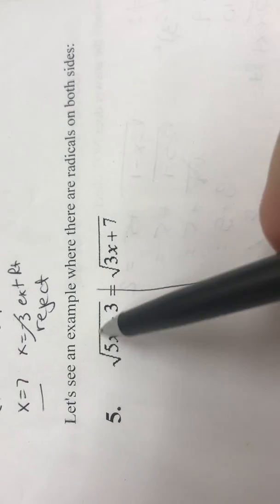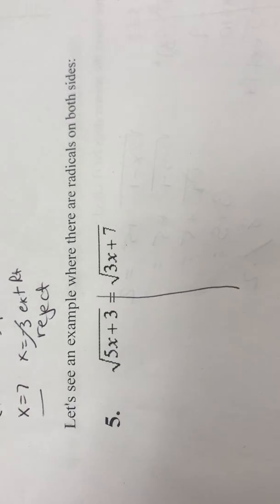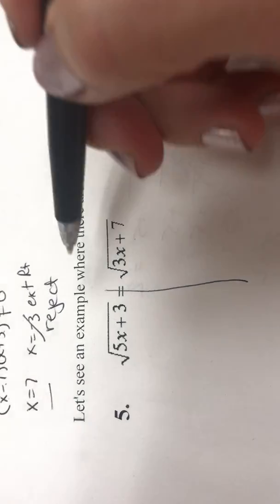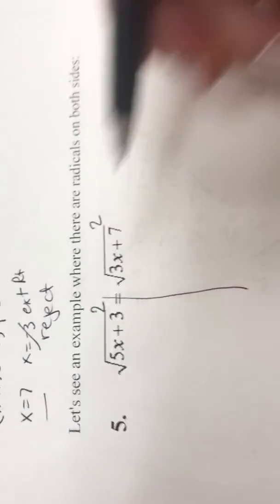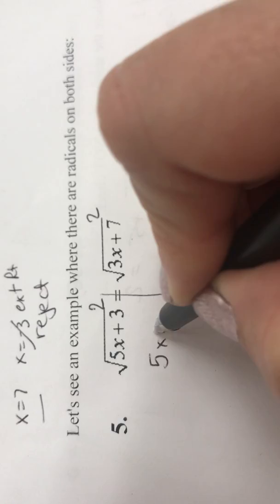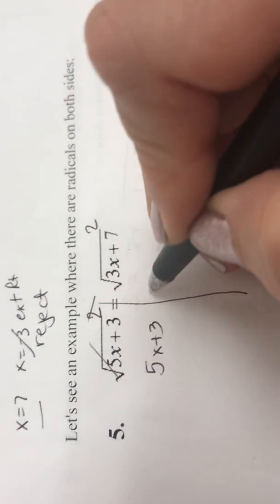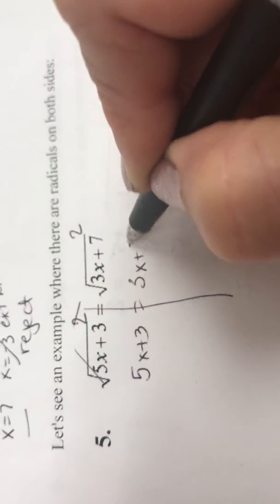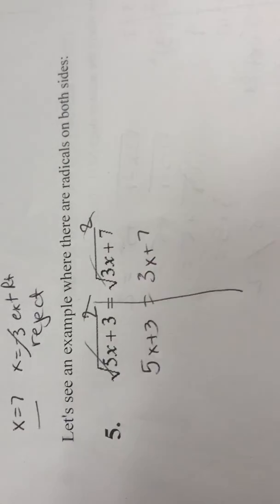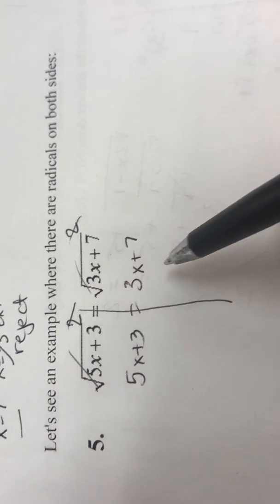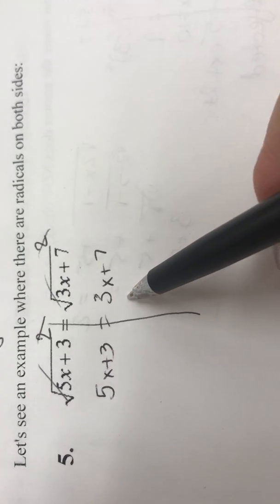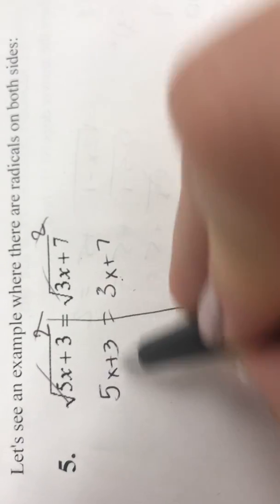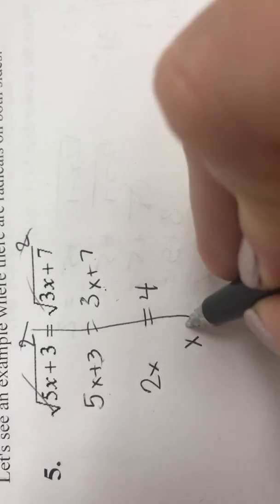Isolate the radical. Well, this is isolated on this side and isolated on this side. They're already isolated per side, so just square both. 5x plus 3, because the square root and square cancel. 3x plus 7, because the square root and square cancel. And now there's no squared on either one of these, so I don't try to bring everything to one side. I just start solving for x. Move the 3x over by subtraction. Move the 3 over by subtraction. Divide, I get x equals 2.